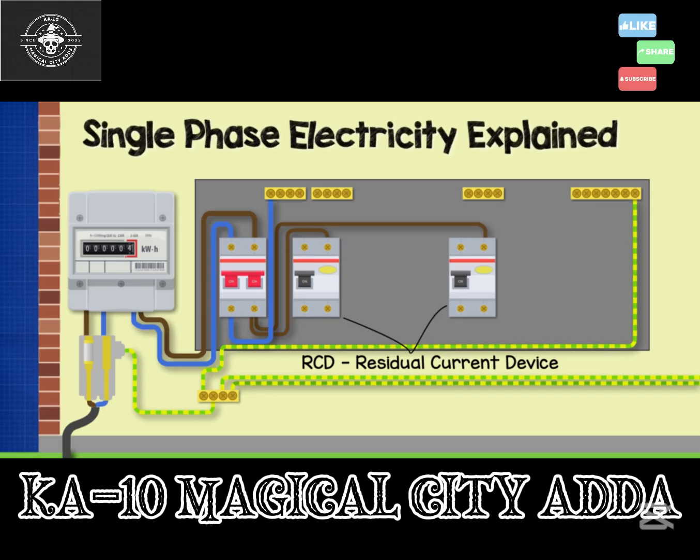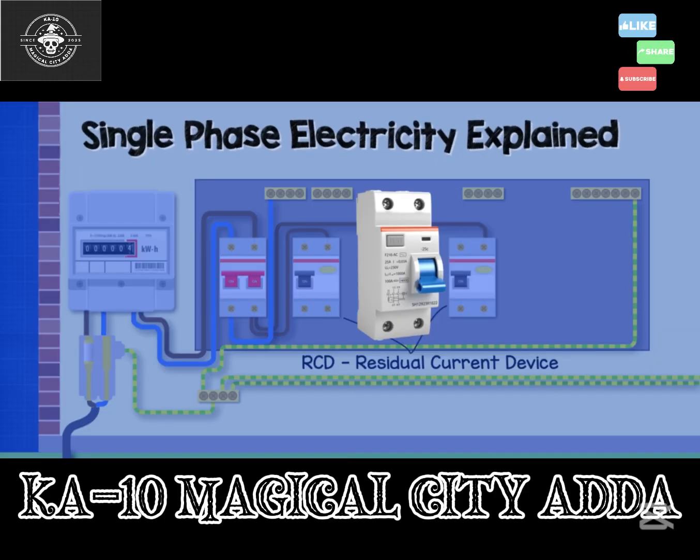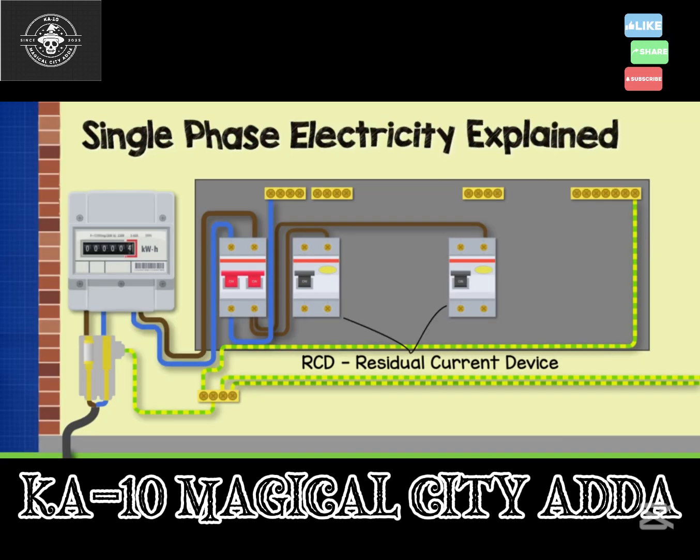This RCD switch is constantly monitoring the electrical current. It's checking if the current in the phase line is equal to the current in the neutral line. If these 2 currents are not equal, then there is an electrical fault and the device will quickly and automatically cut the power to everything past the switch.